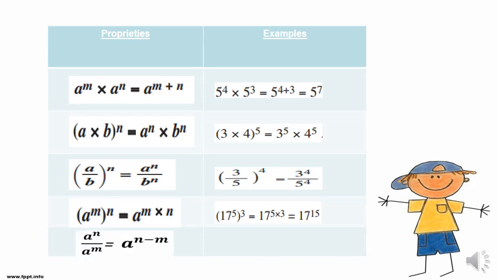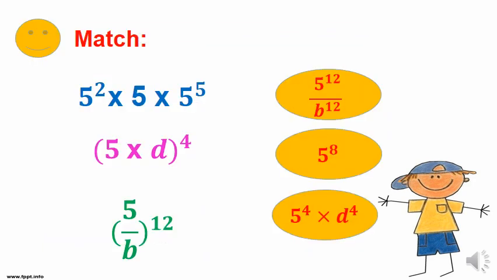The last one: if I have a quotient of two powers having the same base, we subtract the exponents. 8 to the power 5 over 8 to the power 3 means 8 to the power 5 minus 3, which will be 8 to the power 2.